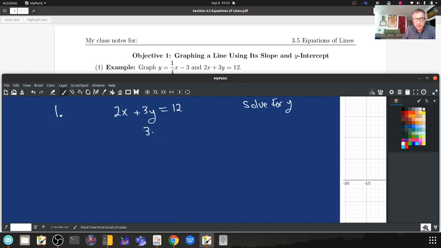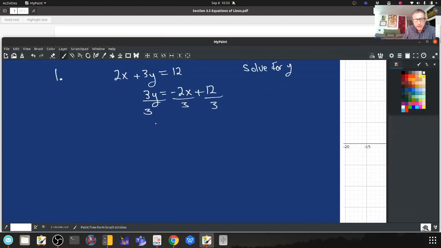So again, for 3y, I'm going to move the 2x term over. When it's across the equal sign, it has to change its sign. And then I'm going to scoot the 12 over to the end. And then I'm going to divide each term by 3. So I get y is equal to minus 2/3 x plus 4. So my slope m is equal to minus 2/3. And my y-intercept is 0 and 4.